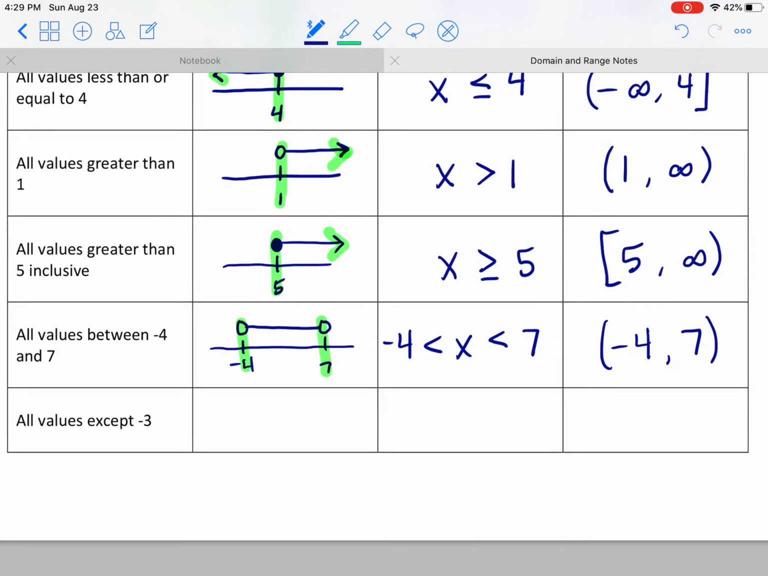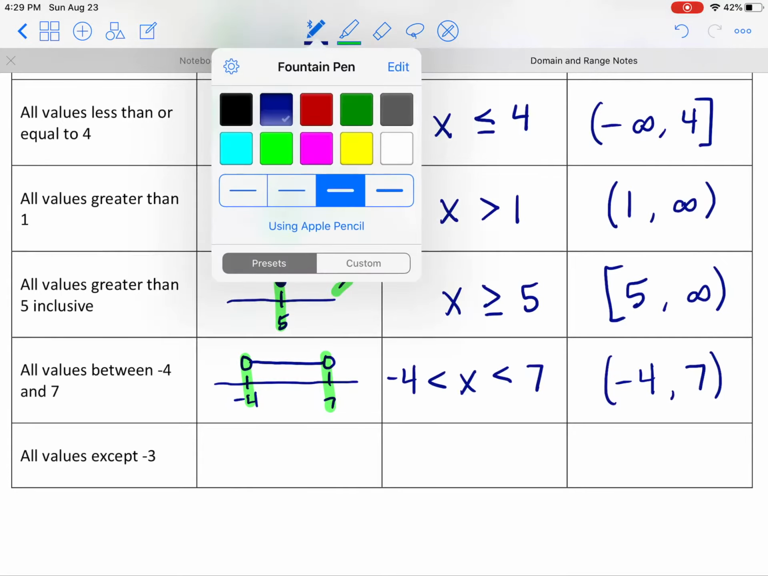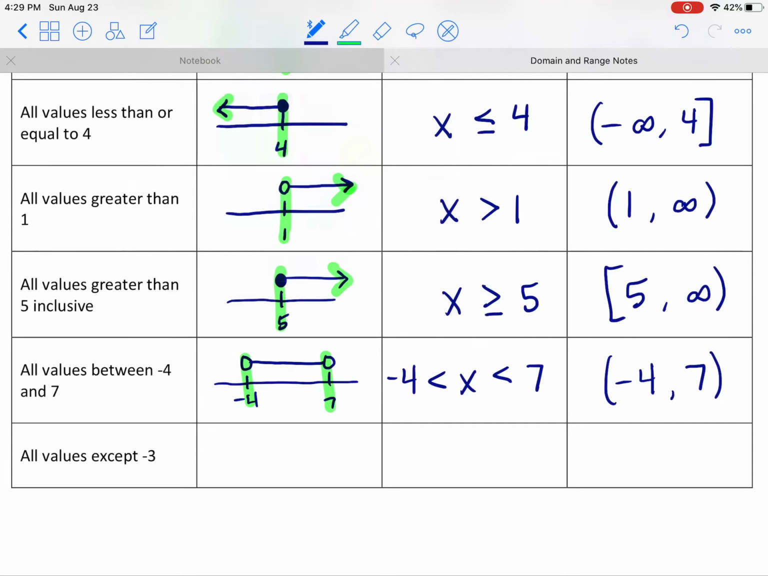Next one, it's actually reverse, where the set is pretty easy and the interval can be a little tricky. In the next one, we want all x values except for negative 3. So what we might see on a graph is a hole. Let's say we have a hole in our graph at negative 3. It can't be negative 3, but we can be everything else. That means everything less is okay, and everything more is okay. We just can't be negative 3.